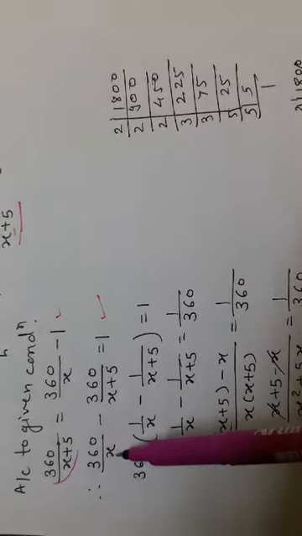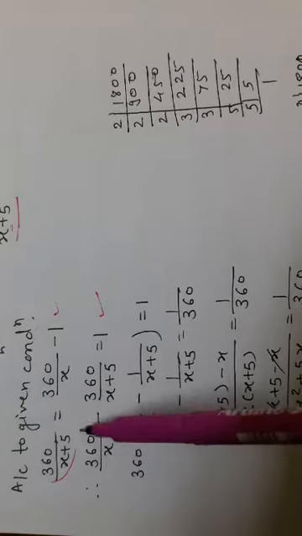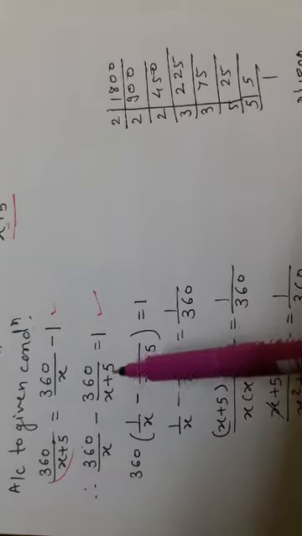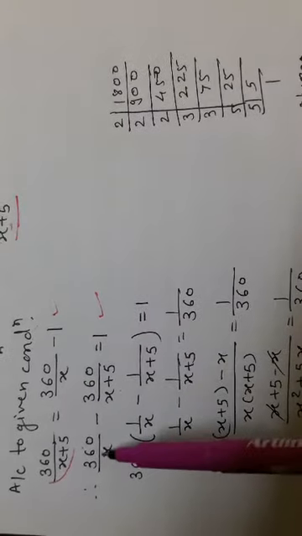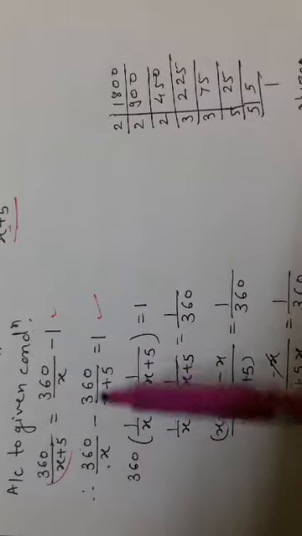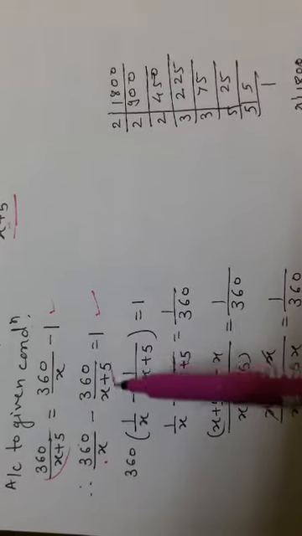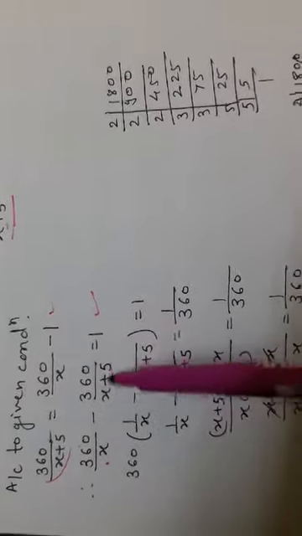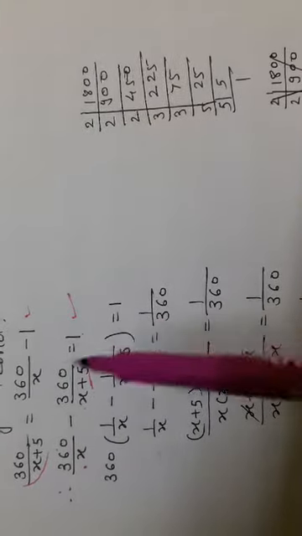Here, the original speed is x, so obviously the time required should be more, and when the speed is increased by 5, obviously the time will be less. That's why the first term is the original one and the second is the increased speed, where the time will be less. That's why the difference has to be taken this way, which is 1.